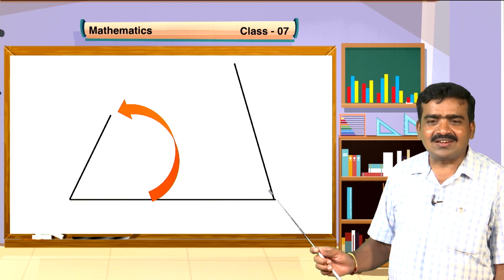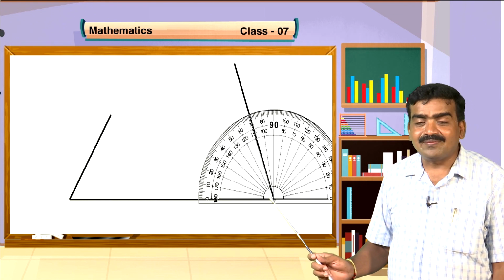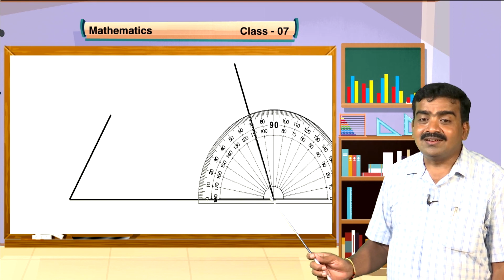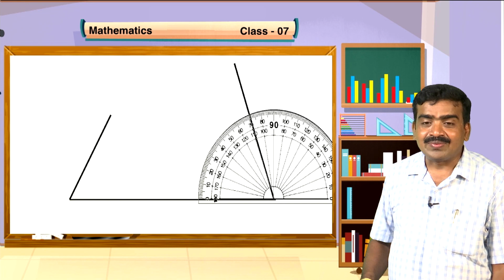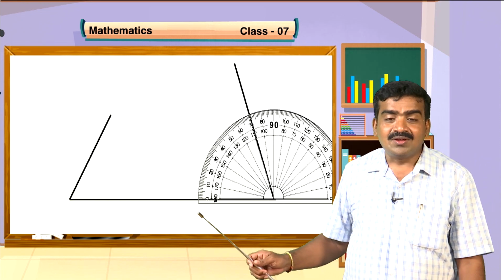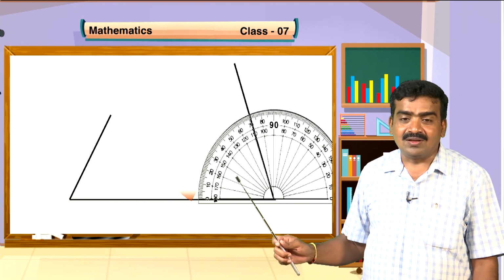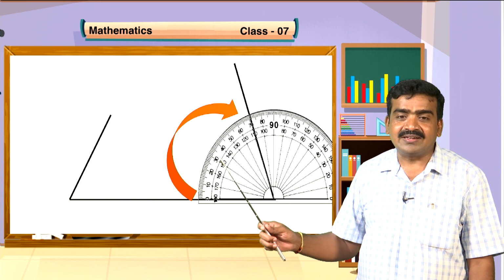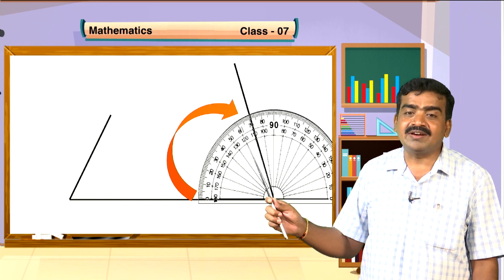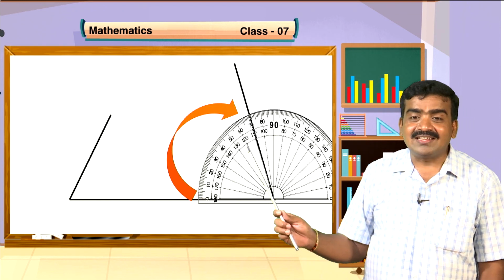Yes, my dears, you are telling correct. We have to keep the protractor at the vertex of the other side of the angle. Now, the protractor is towards the right side of the straight line. Then what do we have to do here? We have to measure from the left side of the protractor. Now, we have to take the reading like 0, 10, 20, 30, 40, 50, 60, 70. So, now the measure of this angle is 70 degree.